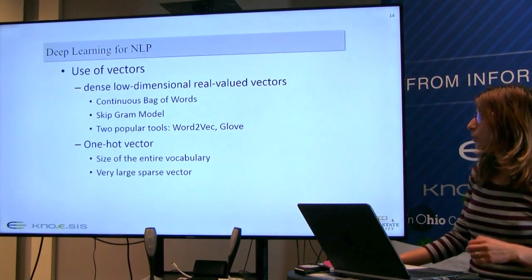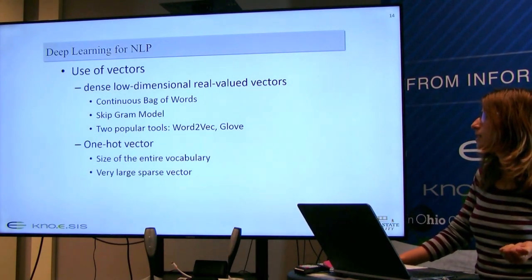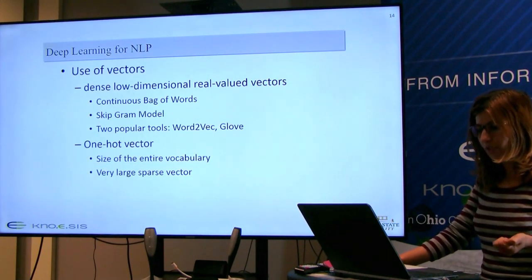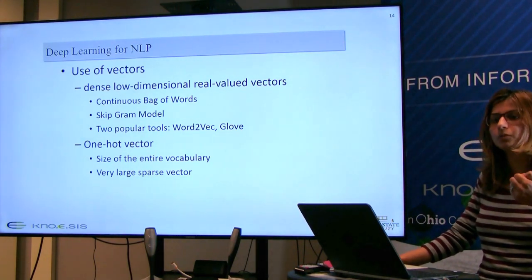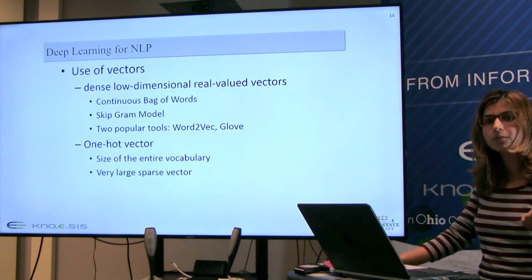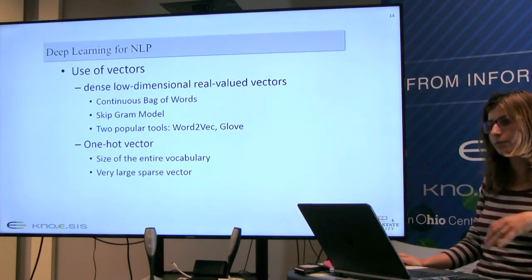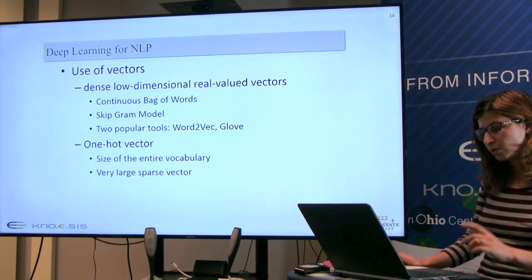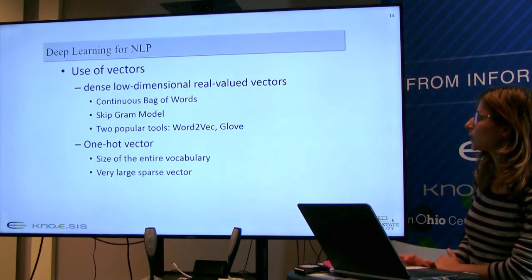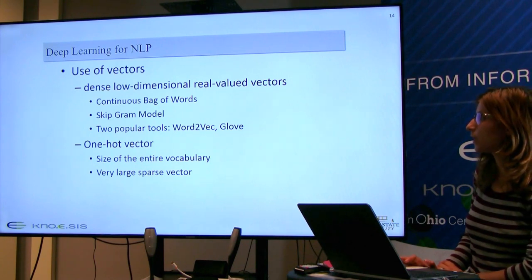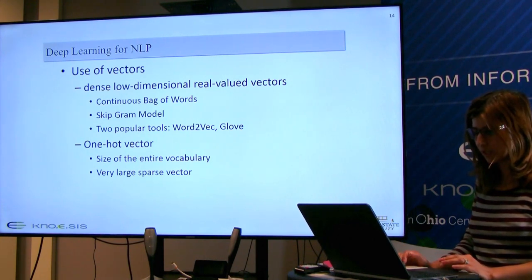The most important difference between the traditional NLP and the NLP that uses deep learning is using vectors. When we want to use deep learning for NLP, the input to the neural network would be a dense, low-dimensional vector that we have learned before from the unsupervised data, the big data set that we have. There are two different models to learn this dense, low-dimensional vector: continuous bag of words and skip-gram model. There are two popular tools to do that, word2vec and GloVe.